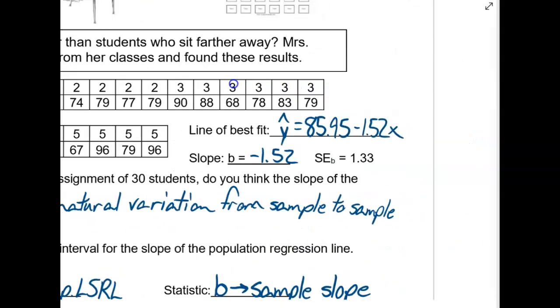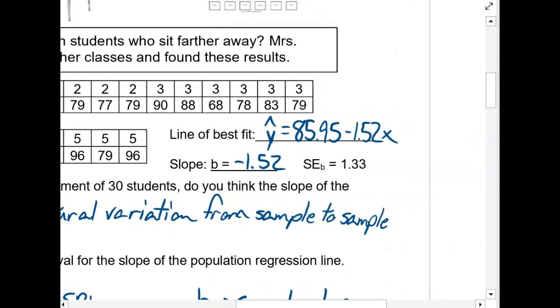We have our slope of negative 1.52. And remember that here this y hat, the y predicted, is the predicted value of the test score, and x is the row that you're sitting in. Okay, so row, and this is our predicted test score. So just to make sure we understand and remember the context here.